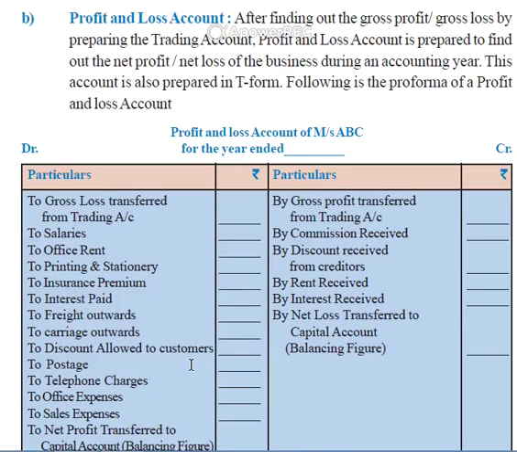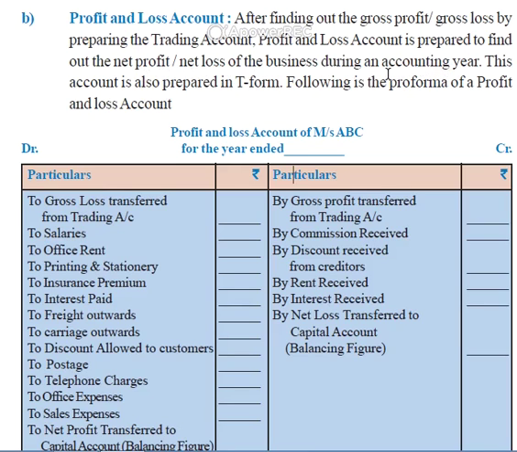Dear student, in the last lecture I told you that the income statement has two parts. One is the trading account, the second is the profit and loss account. In the profit and loss account, we find out the net profit and net loss of a business during an accounting period.